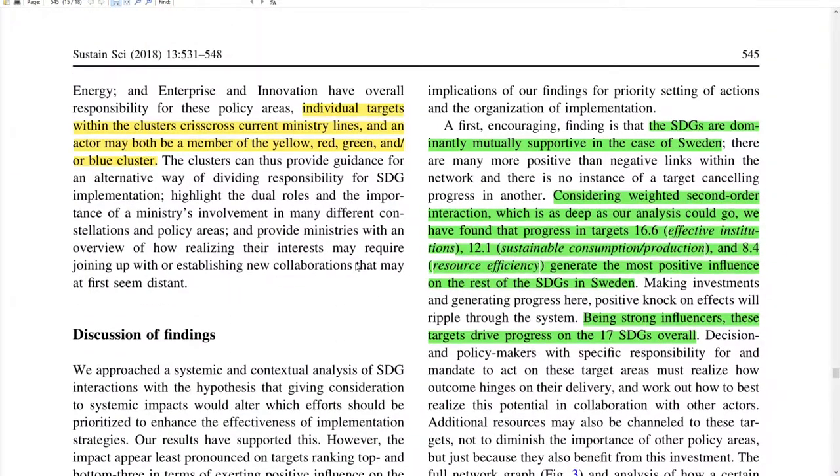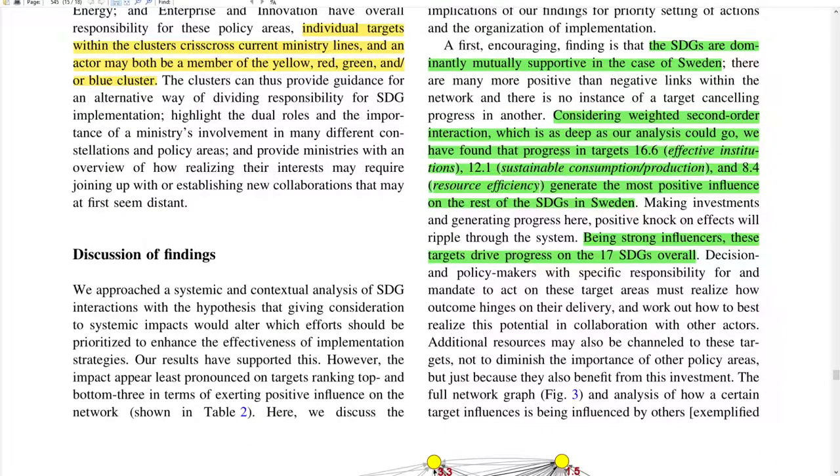Discussion of the findings. They found that these sustainable development goals are dominantly mutually supportive in the case of Sweden. And since they've done this second order ranking, which is as deep as their analysis could go, they have found that progress in target 16.6, effective institutions, and progress in target 12.1, sustainable consumption and production, and progress on target 8.4, resource efficiency, generate the most positive influence on the rest of the SDGs in Sweden.